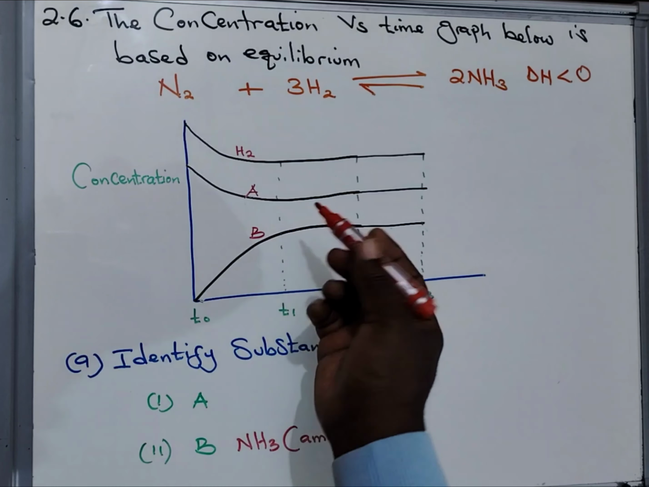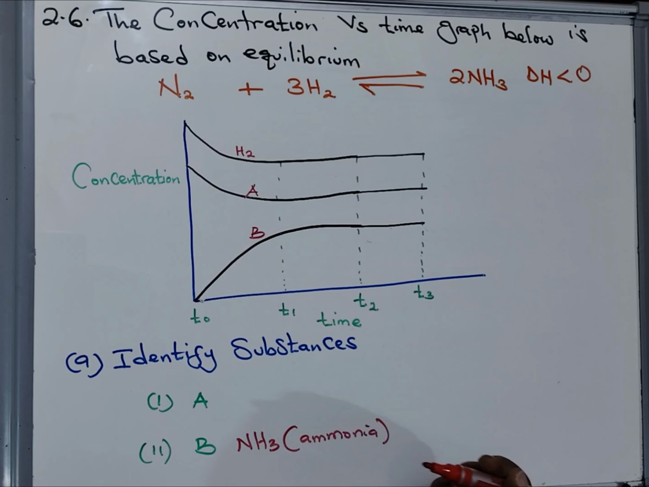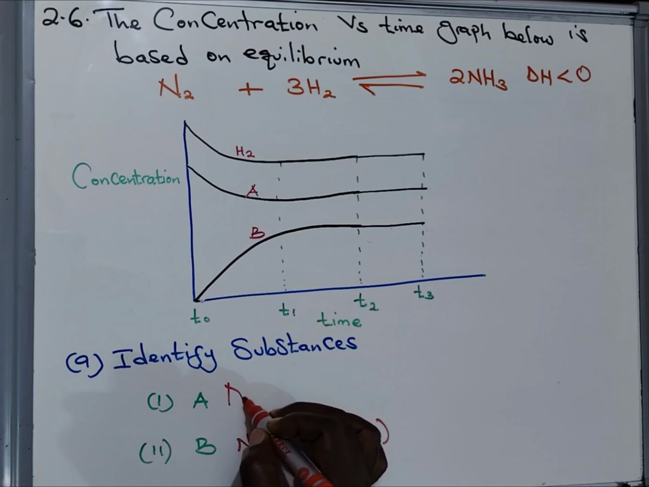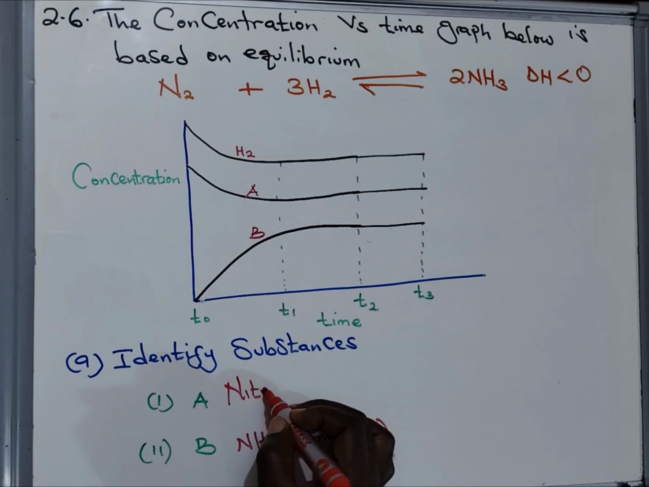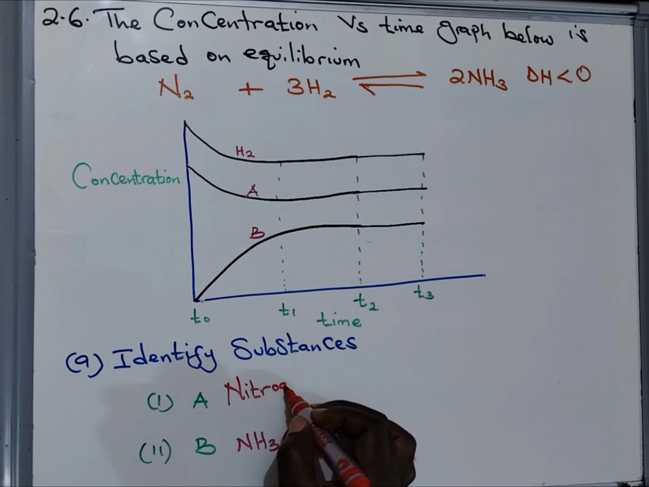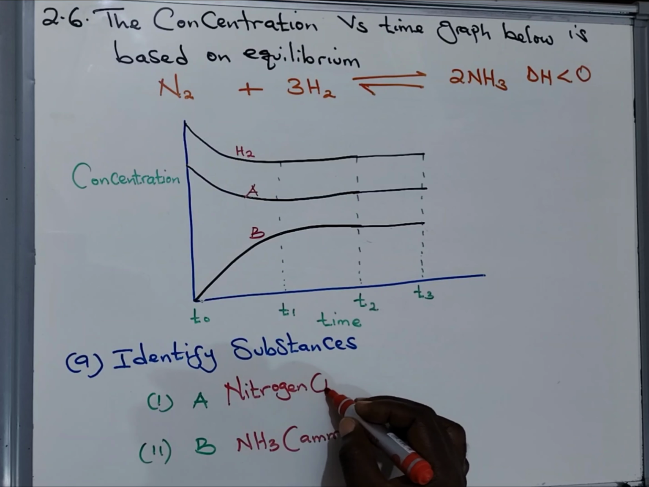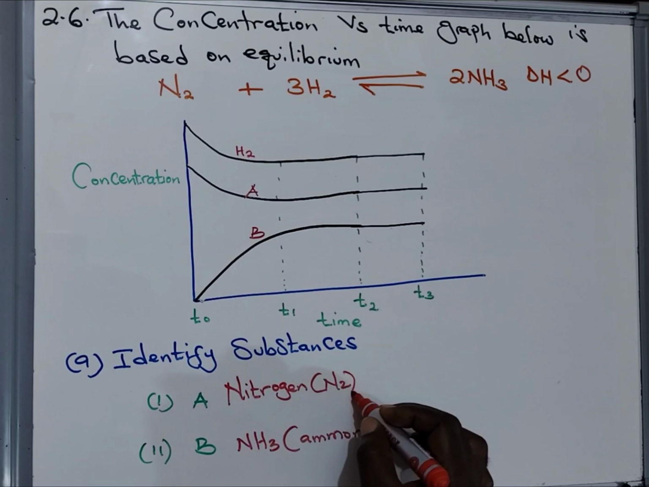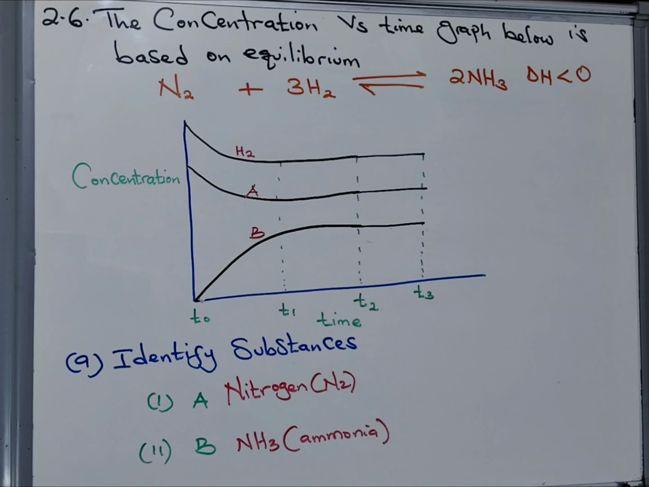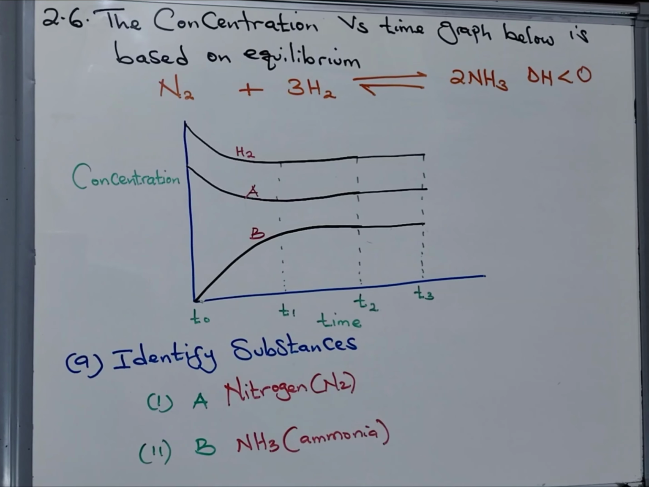Then if we know B, then A is clear. A is nitrogen, because it is the only one remaining to be identified. That's that.